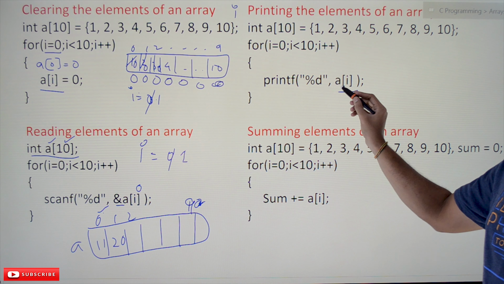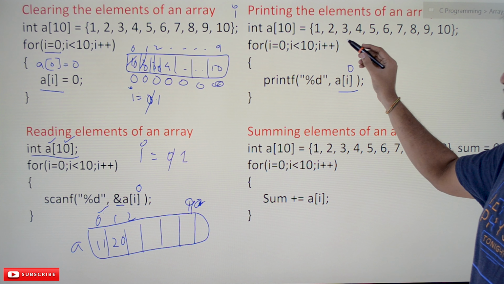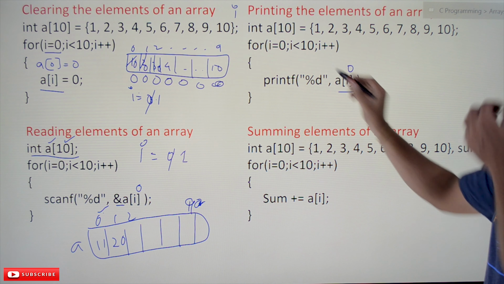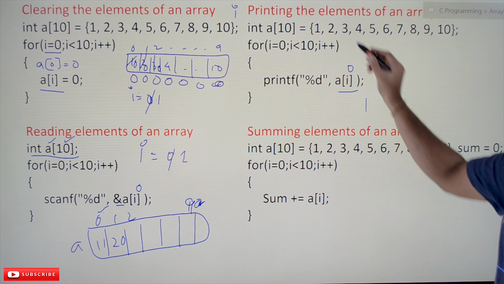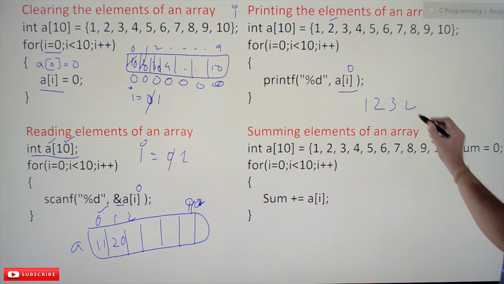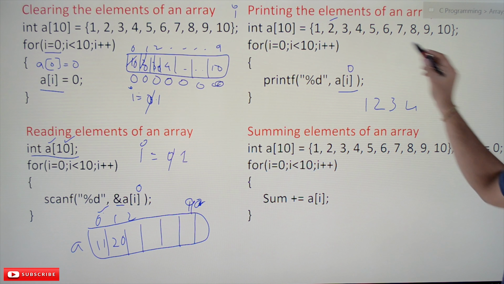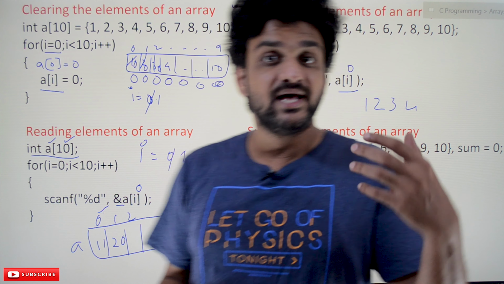So print percentage d a of 0. Initially a of 0, so the value 1 will get printed. And next we want to print a of 1. A of 1 is 2. So 2 will get printed, 3 will get printed, 4 will get printed. Similarly, all the values 1, 2, 3, 4, 5, 6, 7, 8, 9, 10 will get printed.